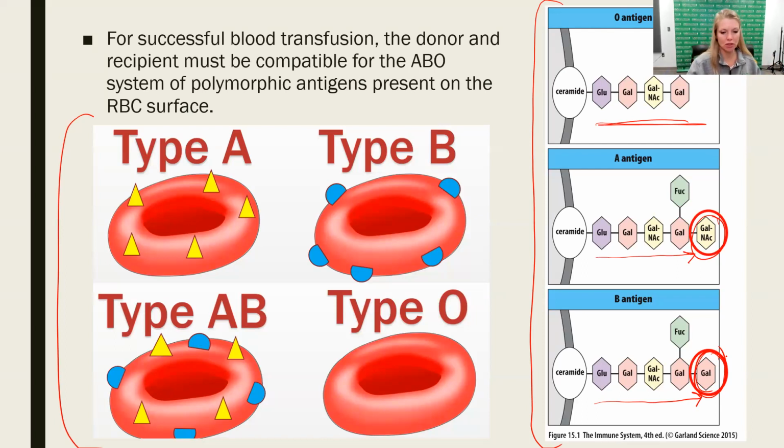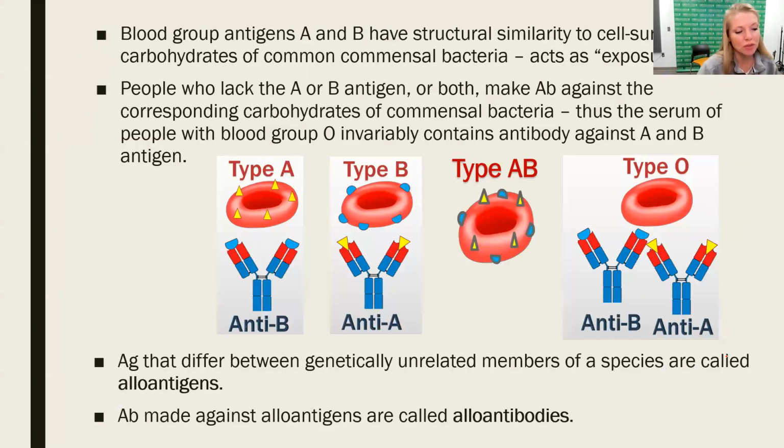Then individuals that have type A blood will inherently have antibody against type B, and type B will have antibody against type A. But because type AB people have both A and B antigens on their surface, they won't have any antibody against the ABO blood groups, because they have those antigens, and that's known as self. And then type O will have both anti-A and anti-B.